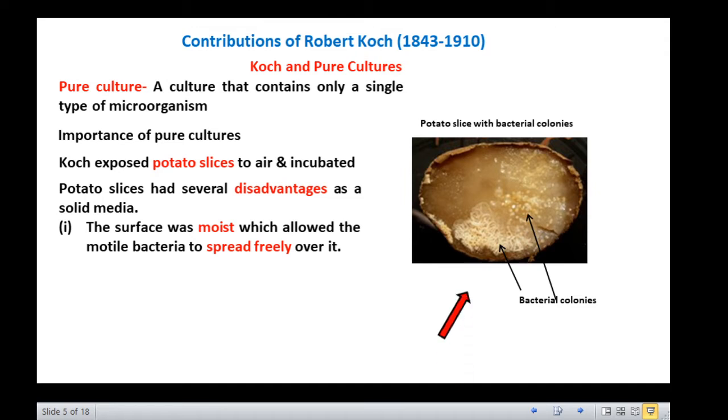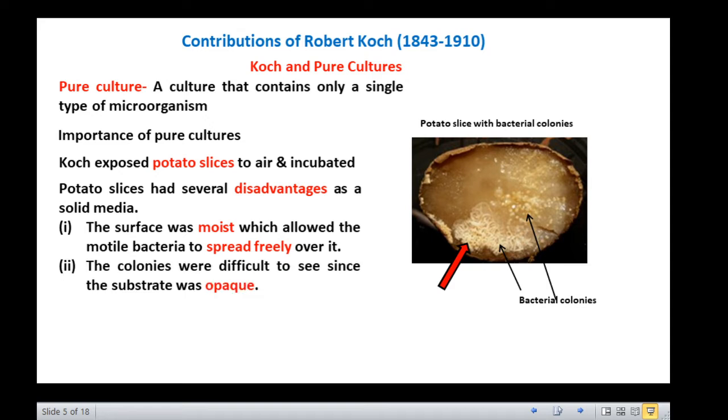Students, see the spreading growth here. All the bacterial colonies appear to have been mixed up. The second disadvantage is the colonies were difficult to see since the substrate was opaque. And the third disadvantage was potato mainly contains starch and many bacteria may not have the enzyme amylase to break it down and hence may not serve as a good nutrient medium for many bacteria.